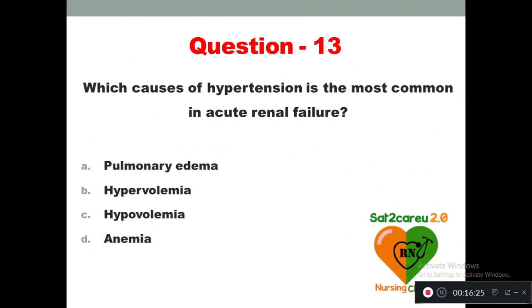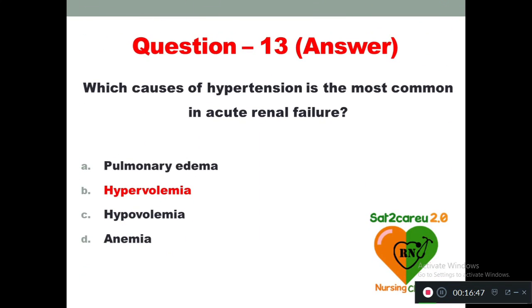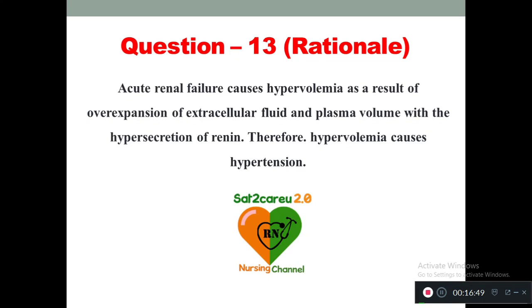Question number 13. Which cause of hypertension is the most common in acute renal failure? Option A, pulmonary edema, B, hypervolemia, C, hypovolemia, D, anemia. The common cause of hypertension in acute renal failure will be option B, hypervolemia. The rationale: acute renal failure causes hypervolemia as a result of overexpansion of extracellular fluid and plasma volume with the hypersecretion of renin. Therefore, hypervolemia causes hypertension.